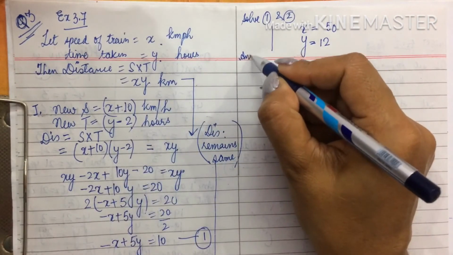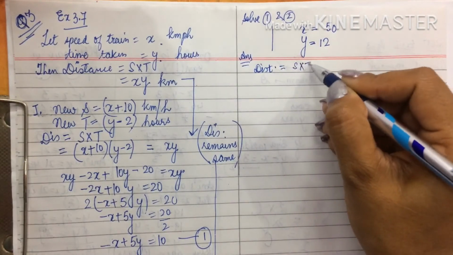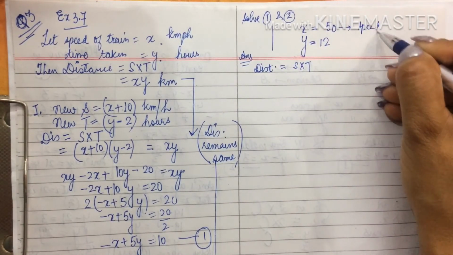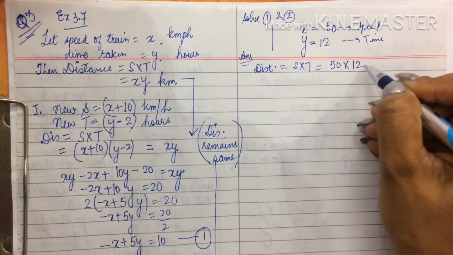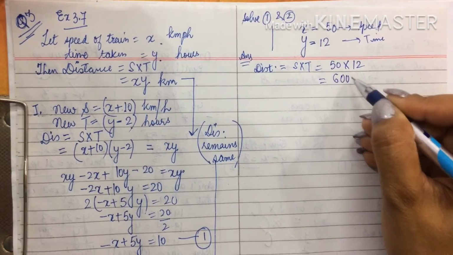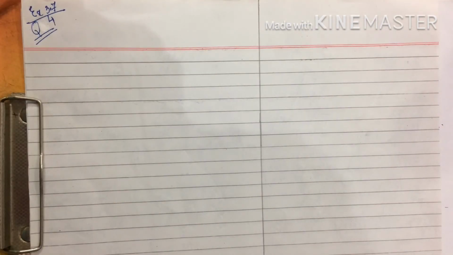But the answer is the distance covered. The distance is given by speed into time. This is the speed. This is the time. So total distance covered is the product of these two, which is 600 kilometers. Okay, now we will do question number 4 from exercise 3.7. Let's take a look.